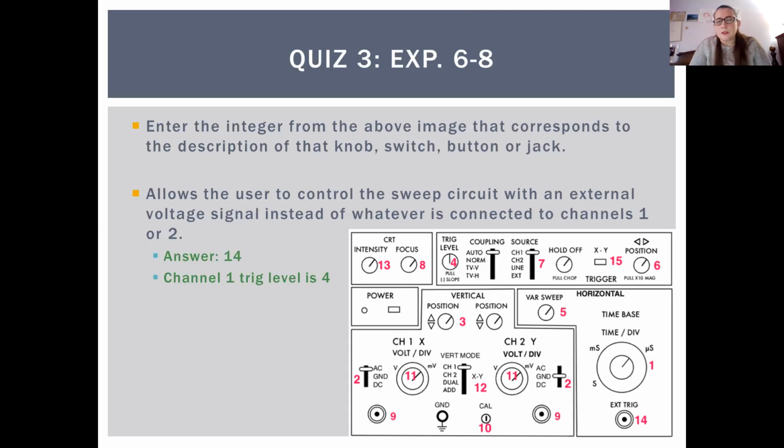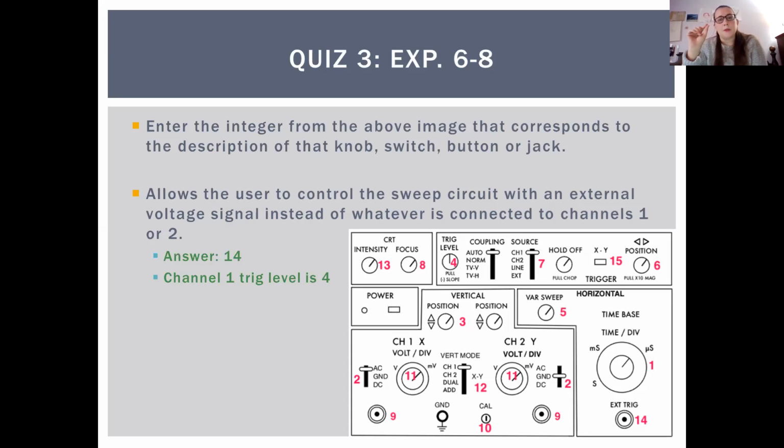So what he wants for these questions is to just use the number to say which knob or switch does a certain thing to your screen, your display. So he wants to know which one allows the user to control the sweep circuit with an external voltage signal instead of what's connected to channel 1 or channel 2. So this is going to be a trigger knob, a trig.